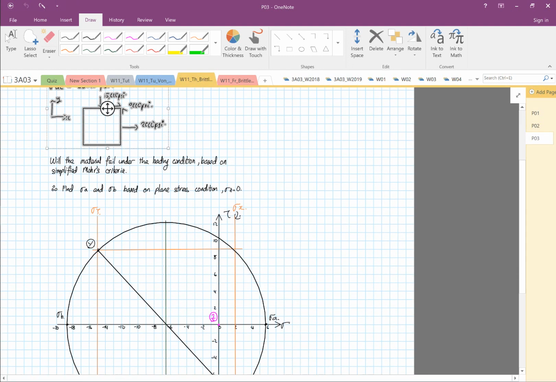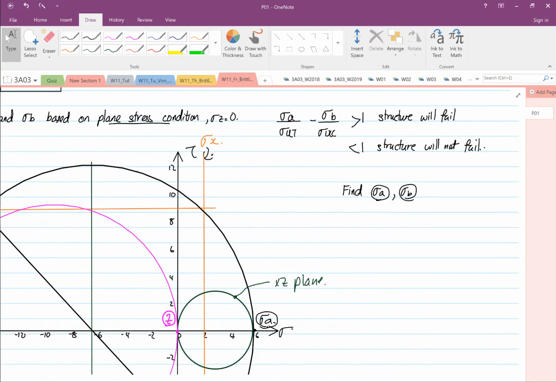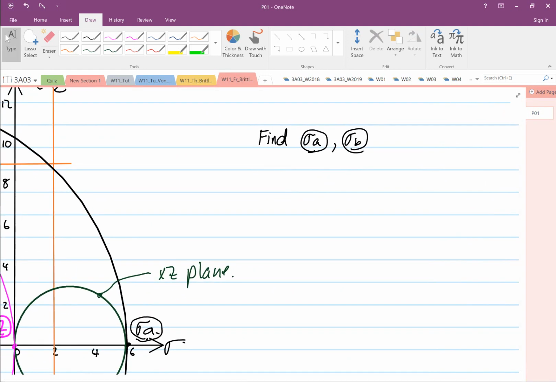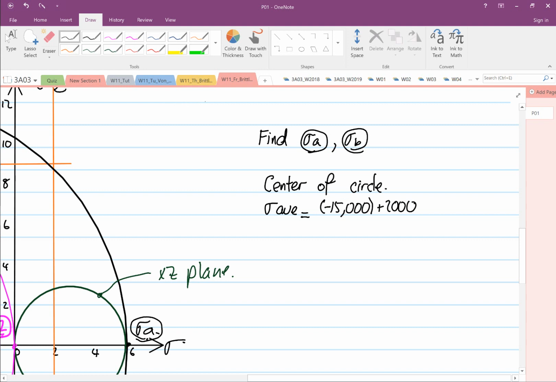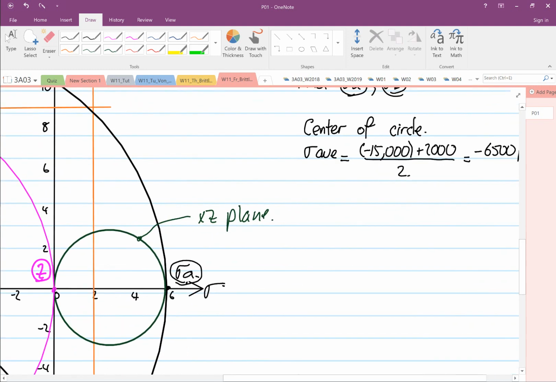So I don't think we've done that. Yes. So we have to find stress. So we have to find the center of the circle. That corresponds to our stress average. So you take minus 15,000 plus 2,000, divided by 2. So this will come out to minus 6,500 psi. Okay, so minus 6,500. That's about right.